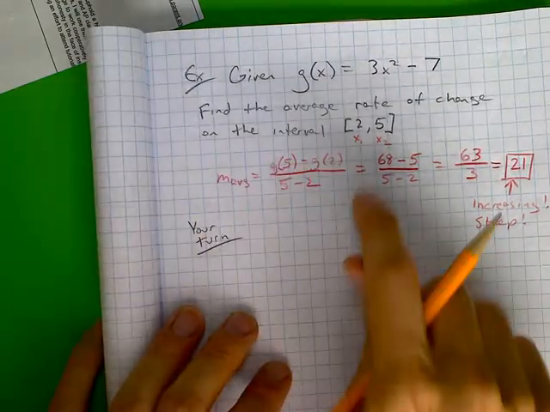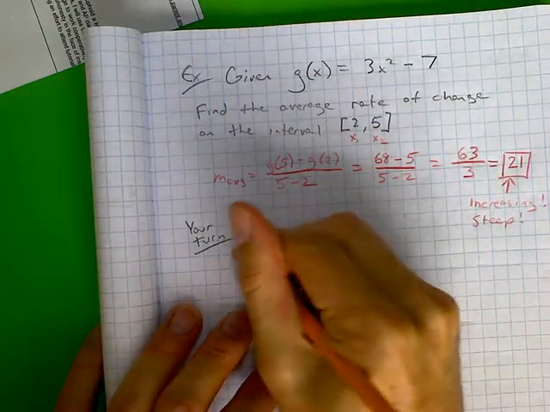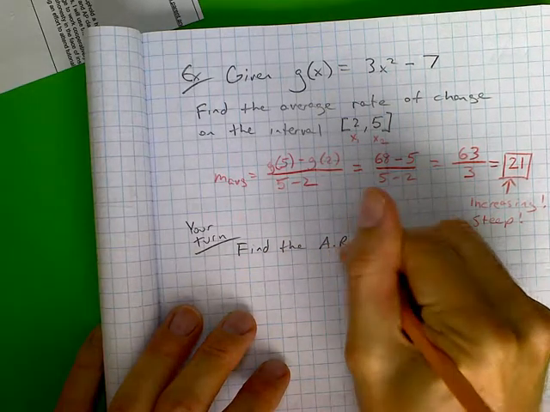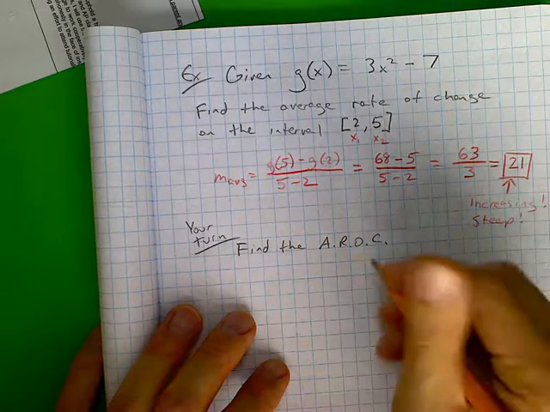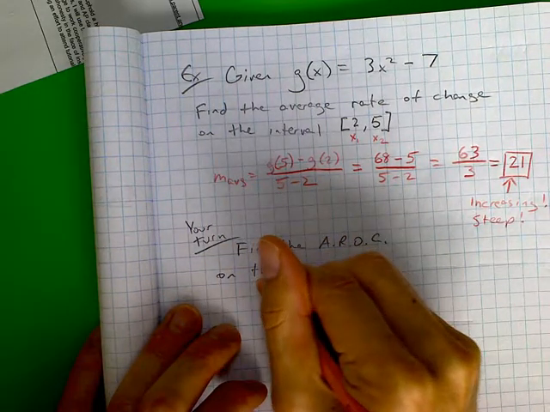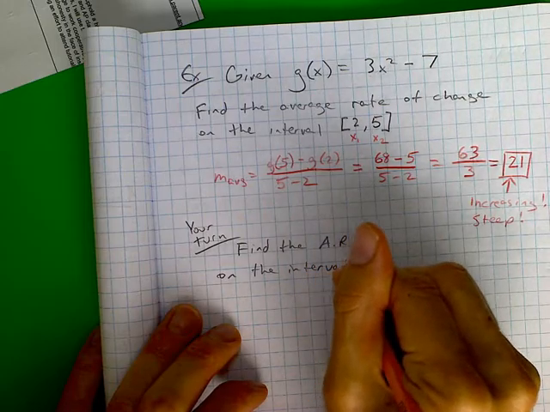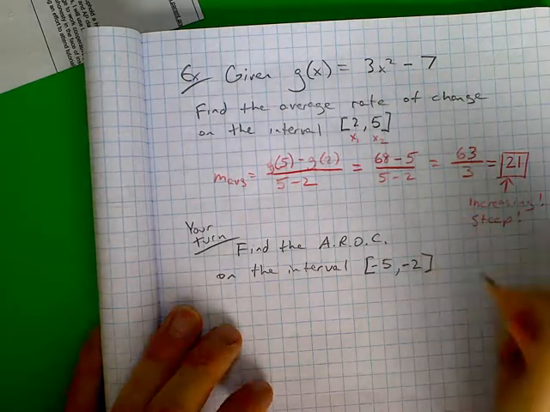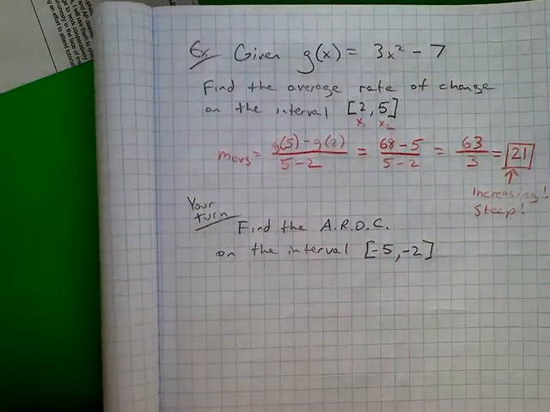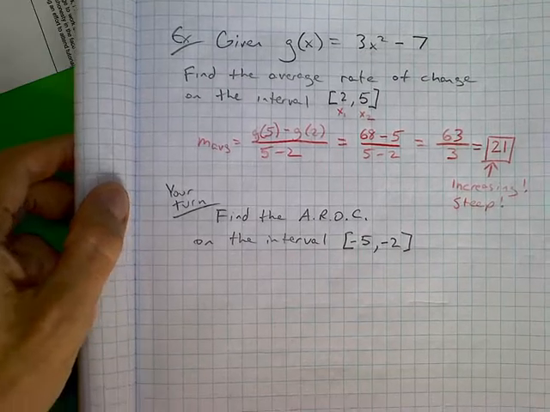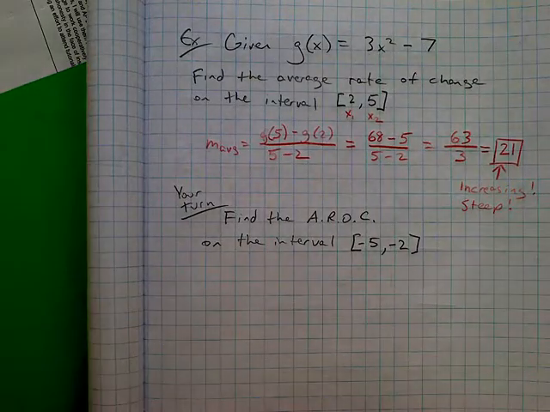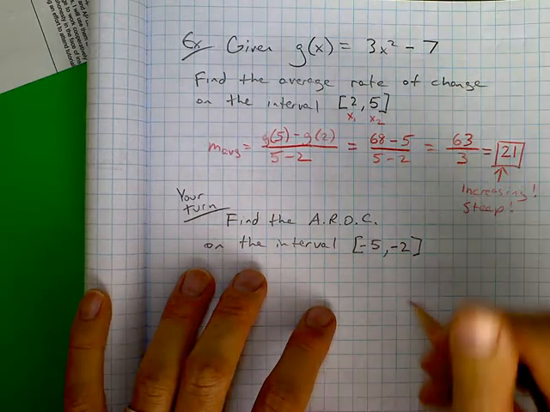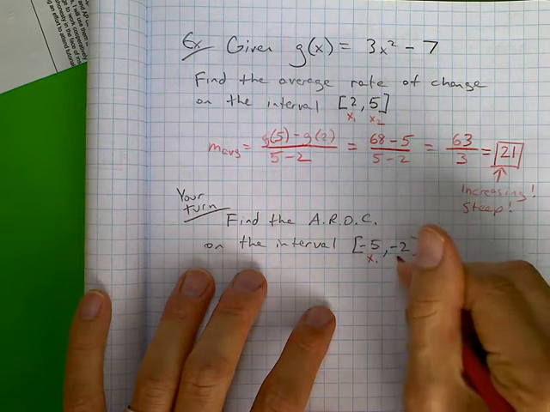So I want you to try with the same function the average rate of change on the interval -5 to -2. So I want you to try that. Different interval this time. And remember, this is telling me which values? Yeah, the x values. So x1 and x2.